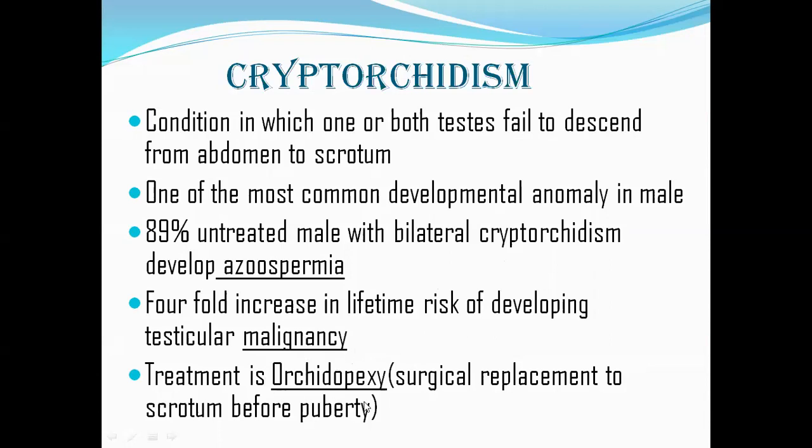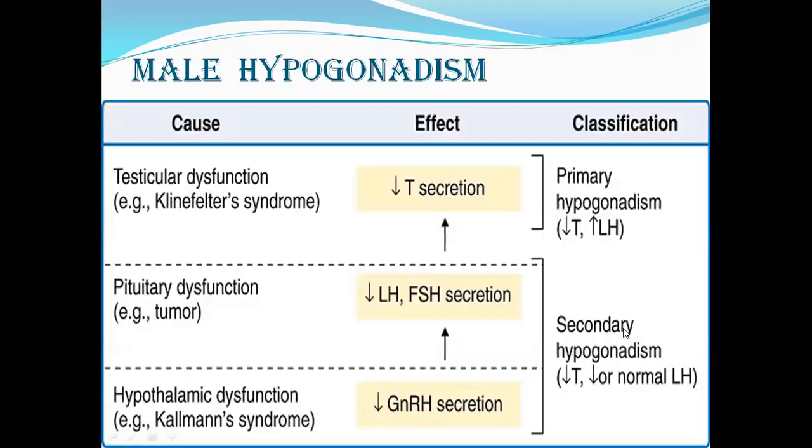And the treatment is orchidopexy, that is, surgically replacing the testis into the scrotum, but that should be done before puberty so that complete azoospermia does not set in. But this does not guarantee fertility, because the sperms which are being lost cannot be regained, and the chances of malignancy still remain increased in an individual with cryptorchidism.